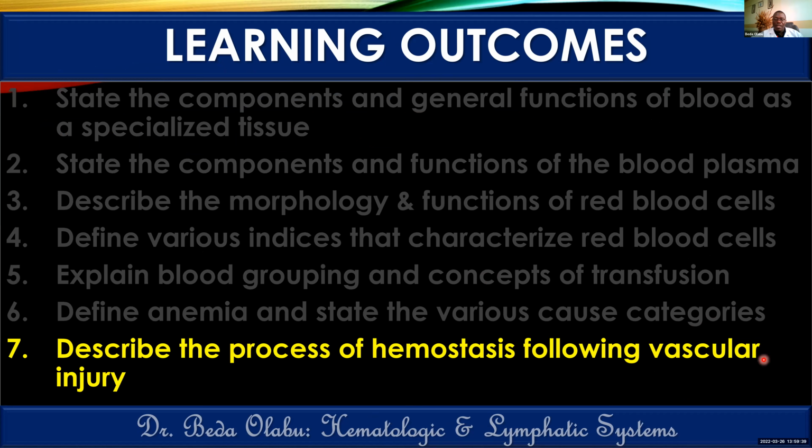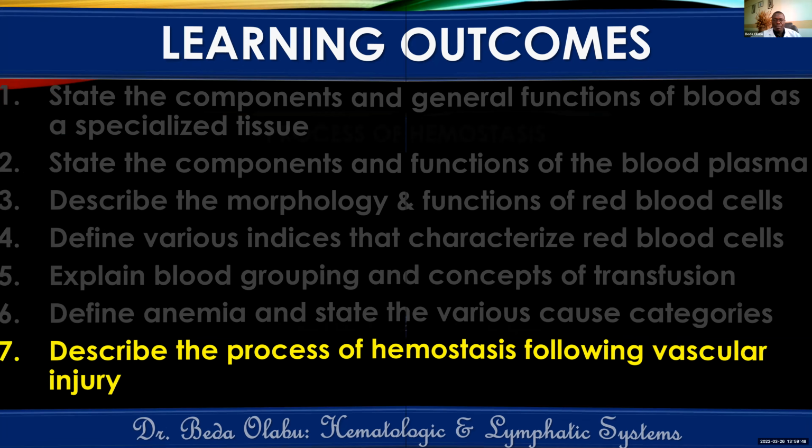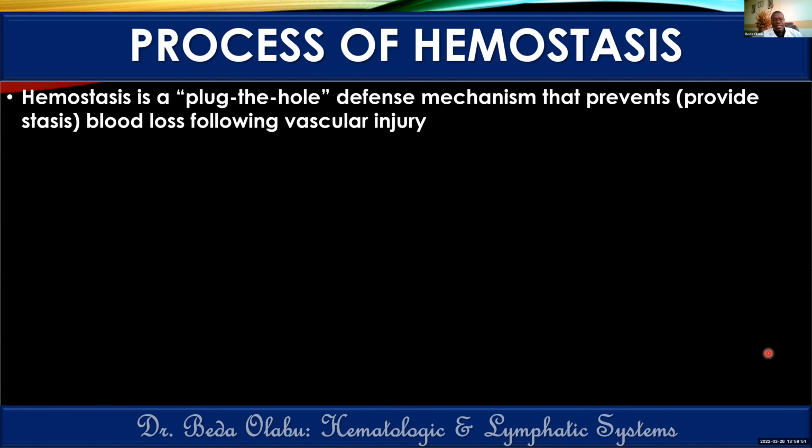Okay. Now I want us to talk about the process of hemostasis following vascular injury. Hemostasis is basically the whole defense mechanism that prevents blood loss following vascular injury. So if there is vascular injury, the break in the vasculature needs to be sealed. Just the mechanism of sealing that hole so that we don't lose blood. That is hemostasis.